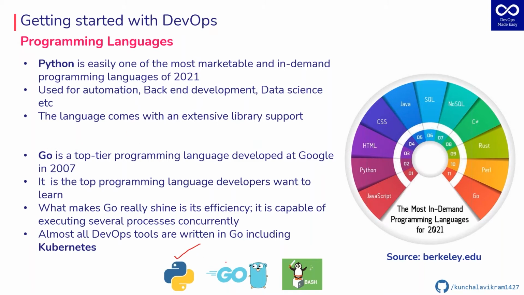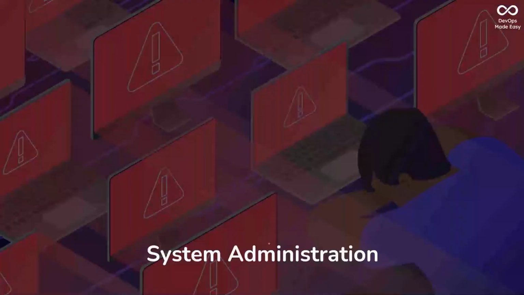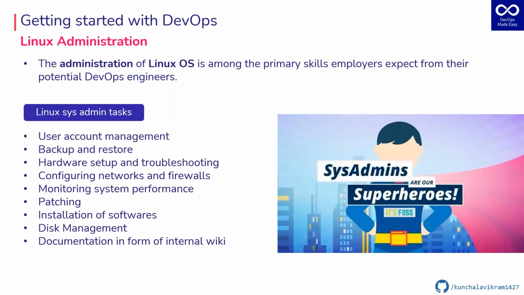So we should learn Python and Bash scripting, and if you still have time, probably 2 or 3 years down the line, then you can also target the Go language. Now, system administration. The administration of Linux OS is among the primary skills employers expect from their potential DevOps engineers these days. Even if you get a call from HR, they will immediately ask you about your Linux administration experience too, because this is one of the primary requirements.